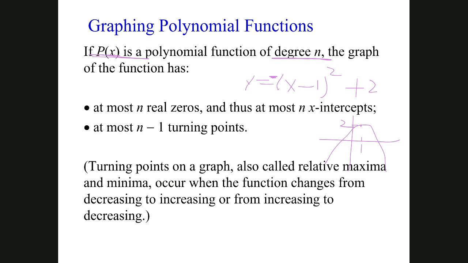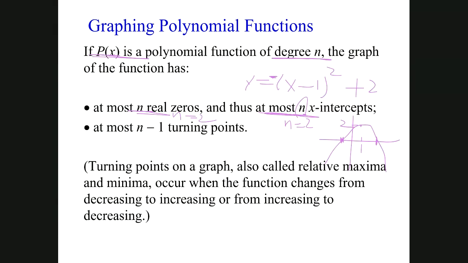Since I have a highest degree of 2, how many x-intercepts do I have in here? I have 2 x-intercepts. At most you can have 2. You can have n x-intercepts, so n is equal to 2. My n here is 2. It's degree 2, so that means I can have at most 2 intercepts in here.